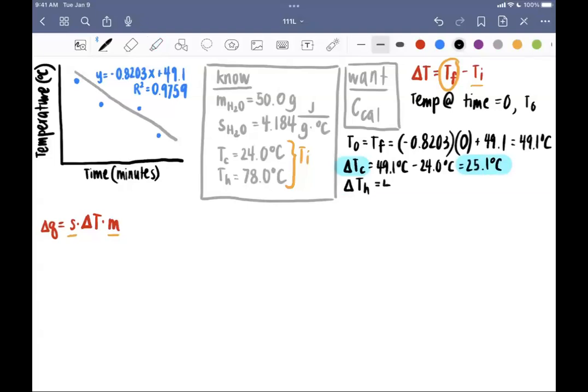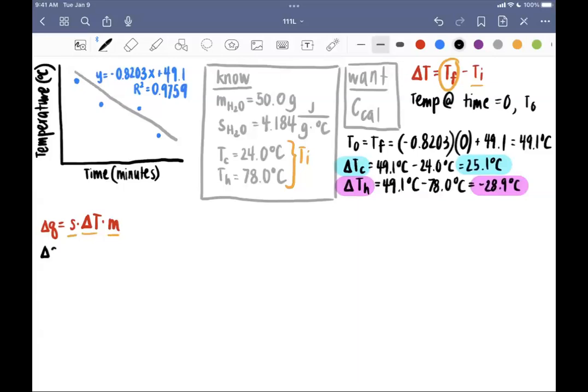So again, our final is going to be 49.1 degrees Celsius for the hot water minus 78.0 degrees Celsius for our initial temperature for the hot water is equal to negative 28.9 degrees Celsius. And we're going to highlight this in pink to keep everything straight. Now we're able to input this information to our equation for the change in heat.